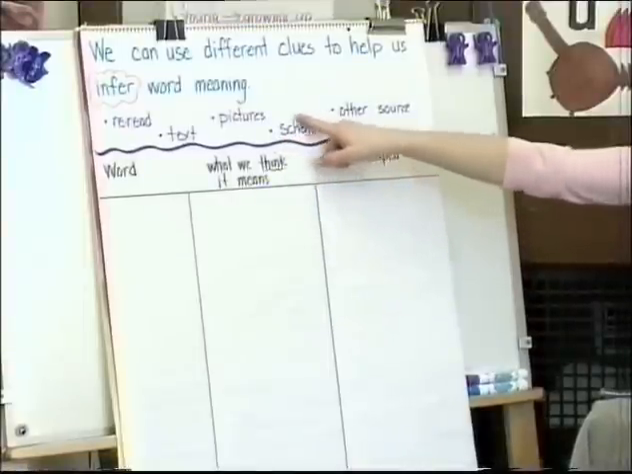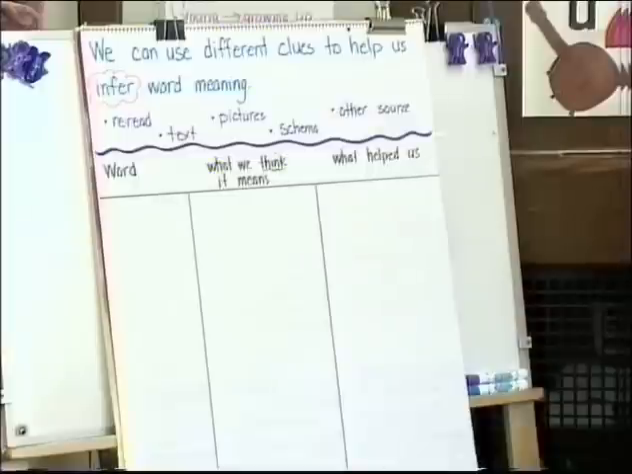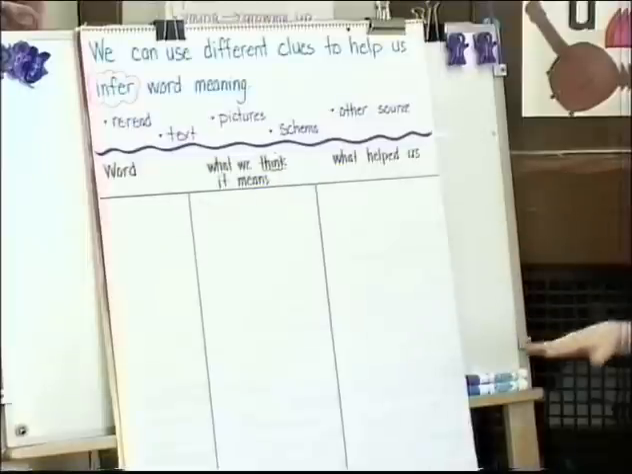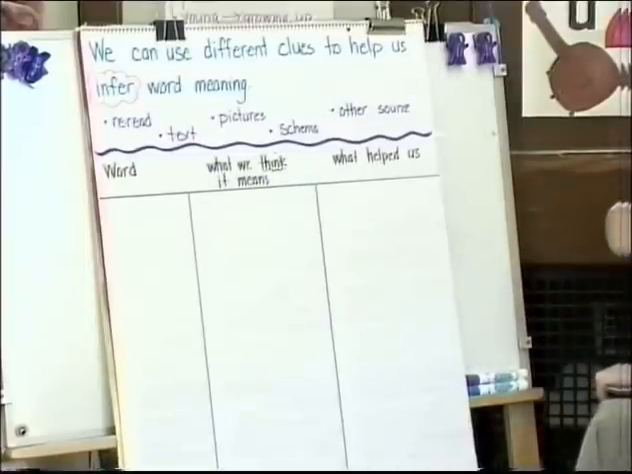We can use our schema. Do you remember when we read How Many Days to America? And it talked about a boat bobbing? And Jose had seen a boat, and he knew that boats went back and forth like this. He used his schema to figure out what that word meant.